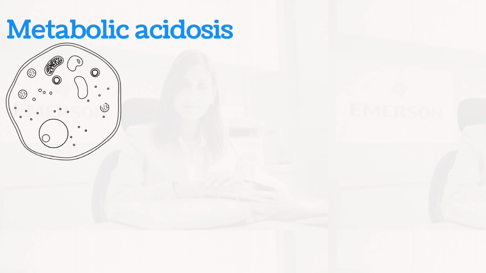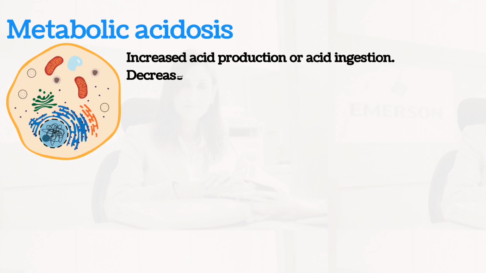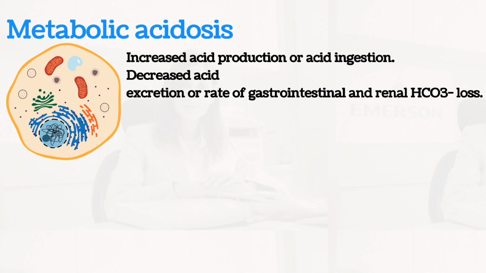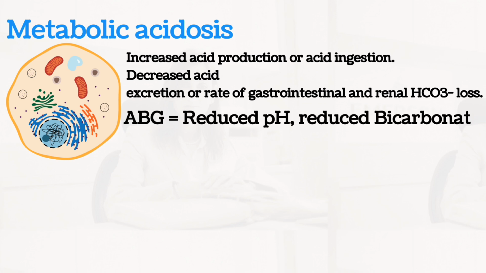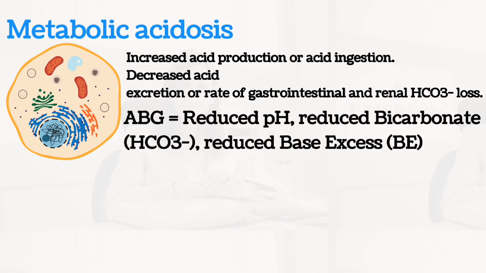Metabolic acidosis can occur as a result of either increased acid production or acid ingestion, decreased acid excretion or rate of gastrointestinal and renal HCO3 loss. A metabolic acidosis would have the following characteristics on an ABG. Reduced pH, reduced HCO3, reduced base excess.